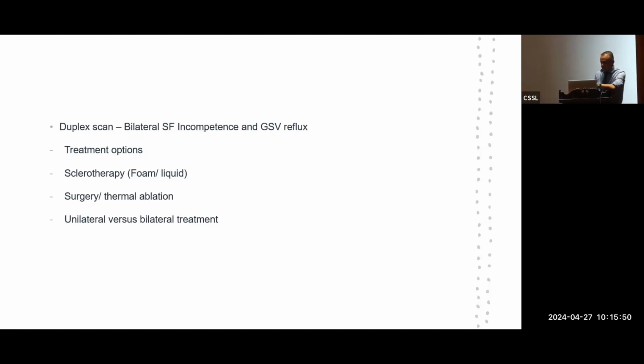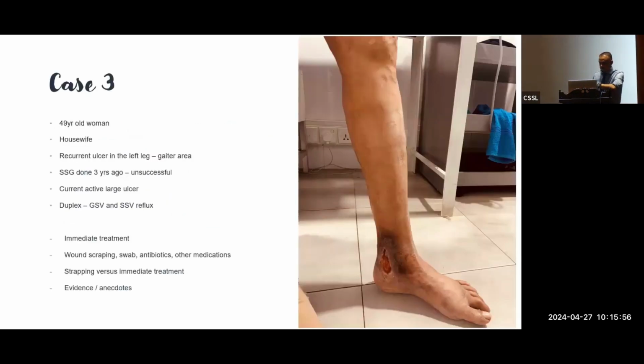So duplex scan shows bilateral SF incompetence, GSV reflux, and the treatment options we've discussed. So we'll go on to the next case. A 49-year-old woman, housewife, with a recurrent ulcer in the left leg gaiter area. Split skin graft was done by a general surgeon 3 years ago, unsuccessful, obviously. Currently having an active large ulcer. Duplex shows great saphenous as well as short saphenous reflux. What shall we do?